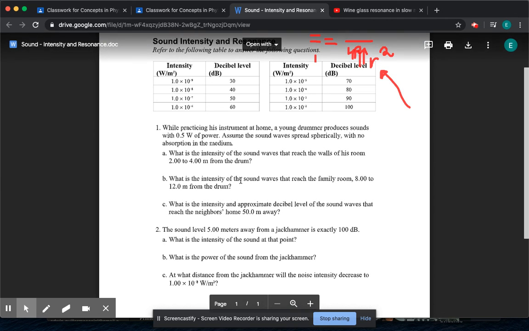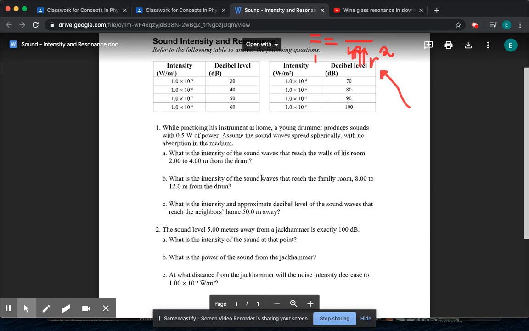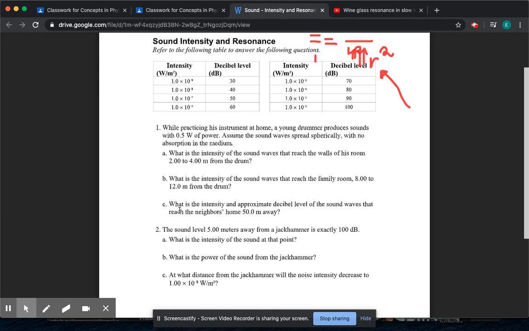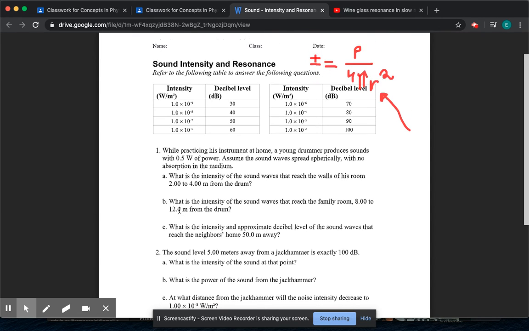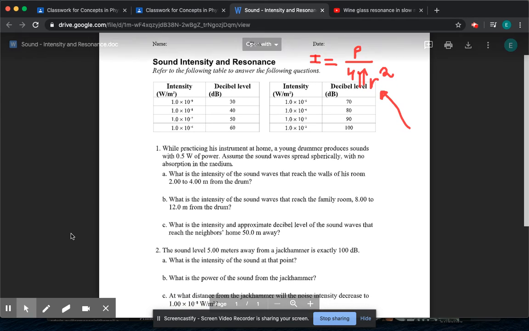And then for B, now you're in a different room. It goes from 8 to 12. Do the same thing, just change the numbers. And then C, same thing, just change the numbers. So you're just plugging the numbers into that equation. I'm going to leave that up to you.